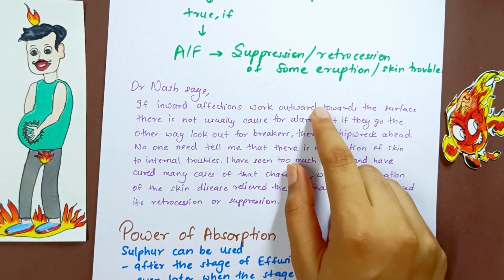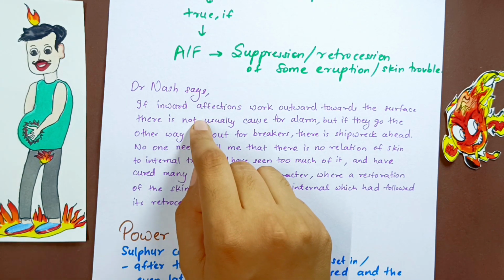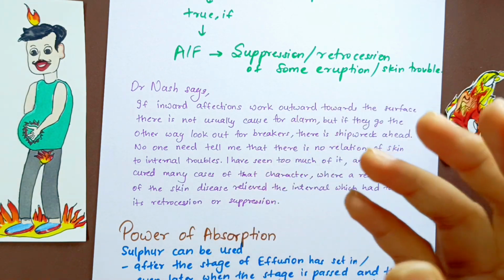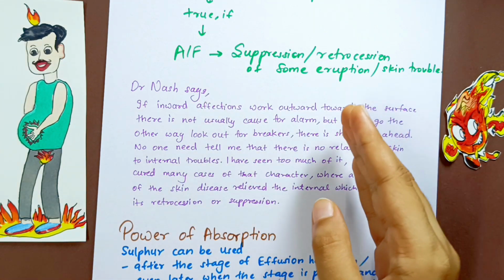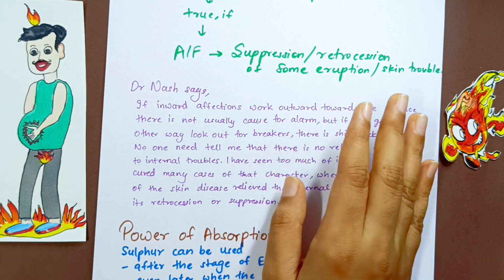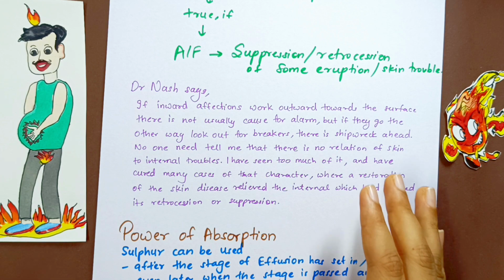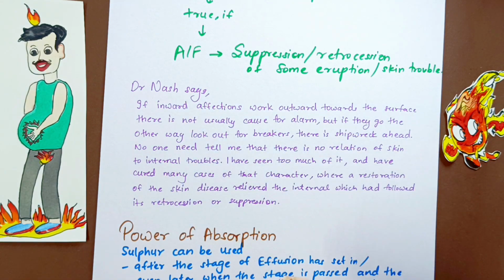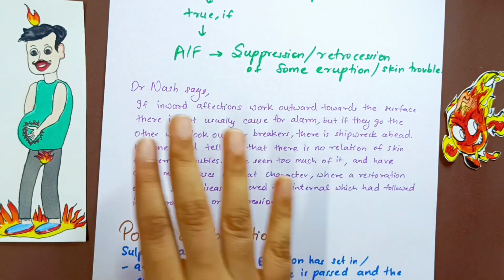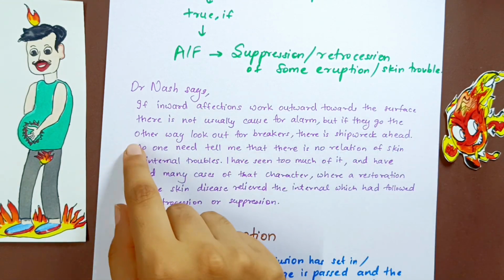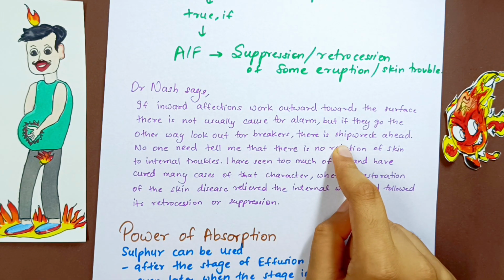And this will also go off. It is not like you first had a heart disease or a heart condition, or your stomach or liver problem, but now it is on the skin and it will stay on the skin forever. It's not like that. The skin eruptions will also go away and you will be completely healthy. This is the process through which it happens. Now this much is okay, but if they go the other way, look out for breakers. There is a shipwreck ahead.